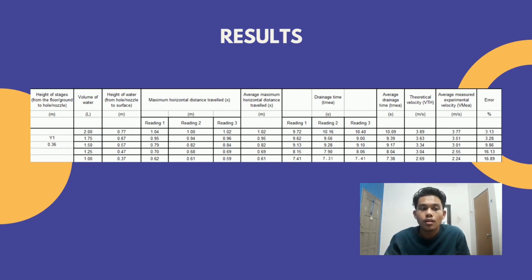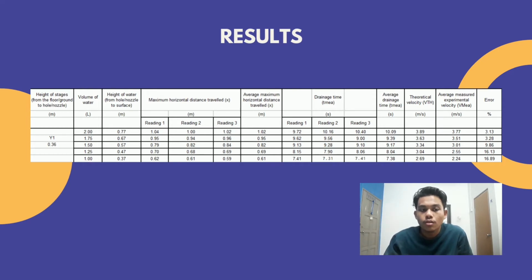So for the first data that we observed, it is the maximum horizontal distance traveled, or x. For this result, we need to have 3 readings so that we can get the average maximum horizontal distance traveled. The other data we observed is drainage time. We also take 3 readings from it so that we can get the average drainage time.